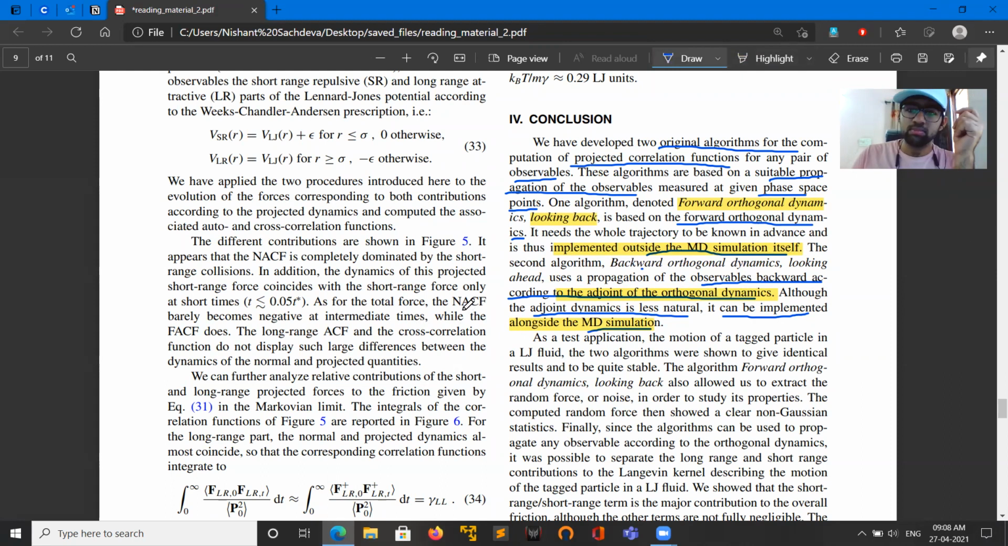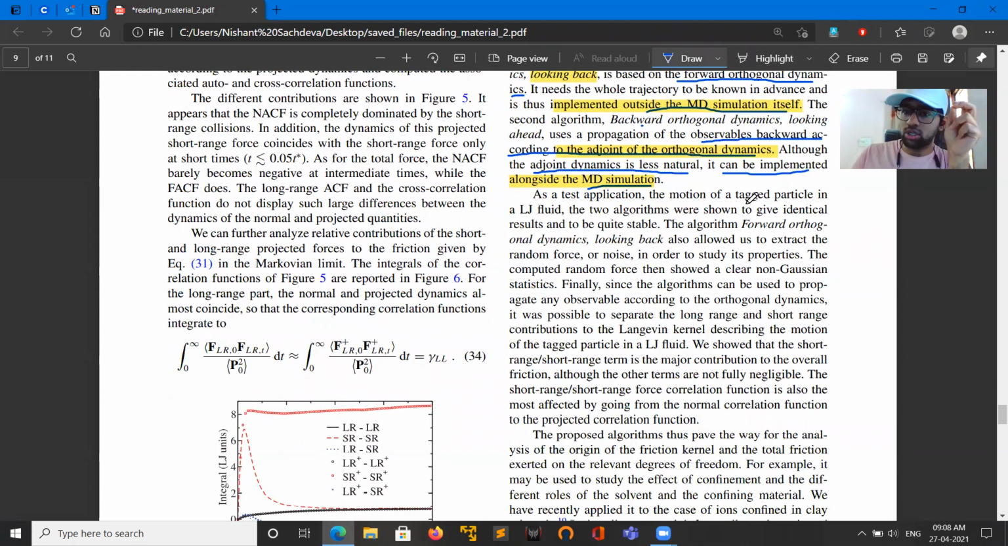That helps. So as a test application, the motion of a tagged particle in the LJ fluid, Lennard-Jones fluid, the two algorithms were shown to give identical results and to be quite stable. Both the algorithms gave identical results, which means they're compatible, which means they're working correctly, and they were quite stable. So less chances of errors, they're not very prone to errors, there are not many corner cases there, so they work. The algorithm forward orthogonal dynamics also allowed us to extract the random force, which we call noise, in order to study its properties. So this forward one helps us to get the noise part, and then we can study it.